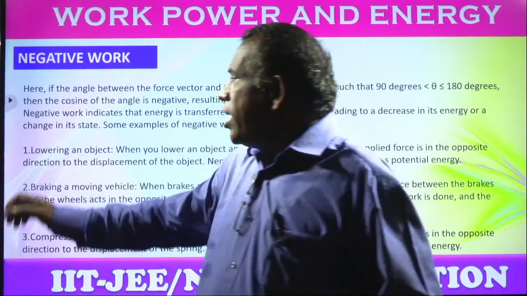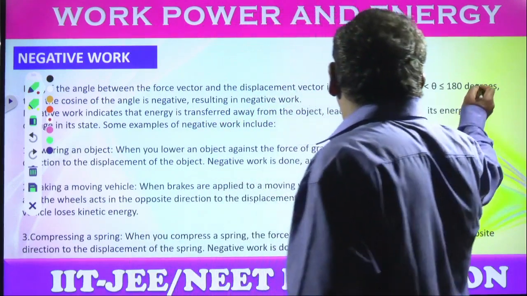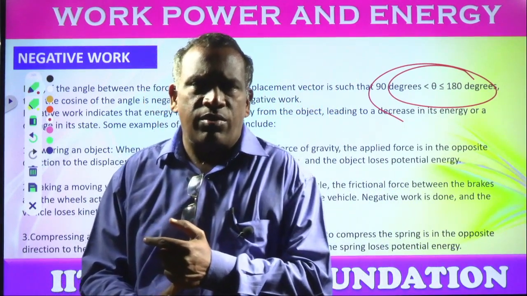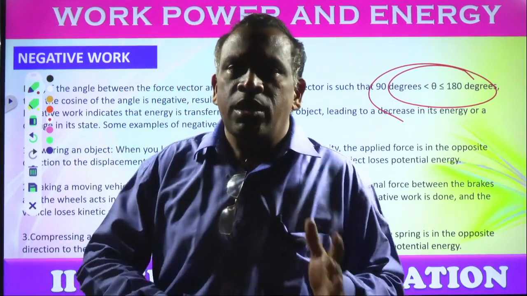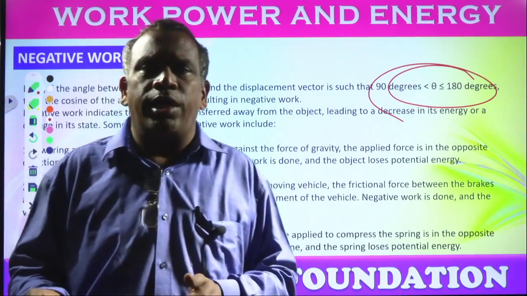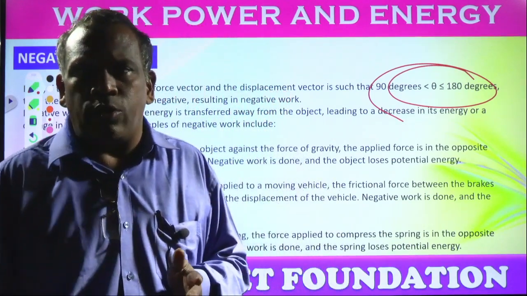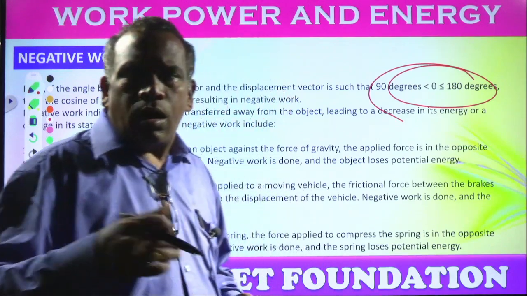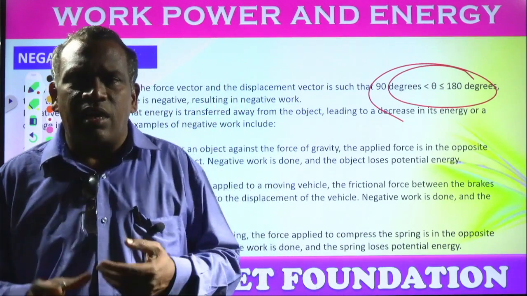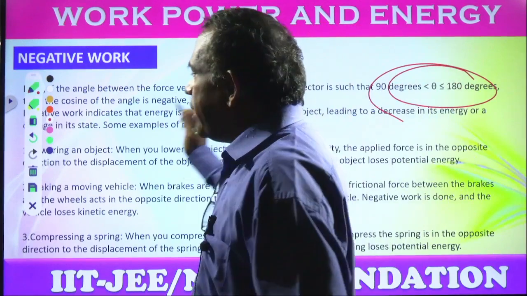Negative work done is when the angle between force and displacement is 90 to 180 degrees. Why? Because cos 90 is 0, cos 180 is minus 1. So the value of cos goes from 0 to minus 1. Take cos 120: it is in the second quadrant where cos is negative, minus cos 60, minus 1 by 2. Similarly cos 150 is minus root 3 by 2. That's why all are negative. Cos values are negative, hence the work done is also negative. The angle between force and displacement is 90 to 180 degrees, negative work done.